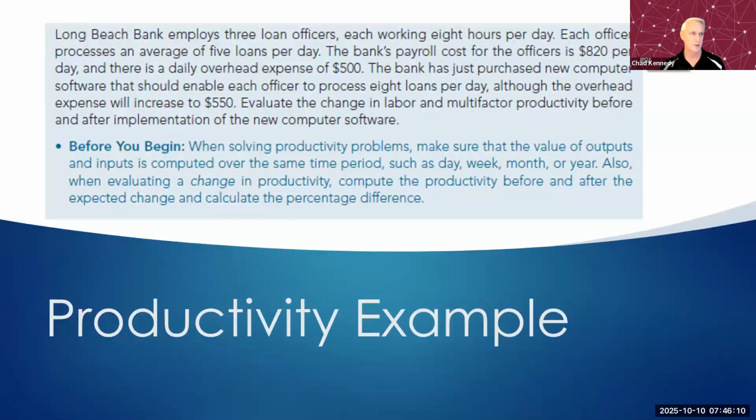So let's take a look at an example. Here we've got Long Beach Bank. They employ 3 loan officers. Great, we've got 3 loan officers. They each work standard 8-hour days, good. Each officer processes an average of 5 loans per day. The bank's cost for the officers is $820 per day.